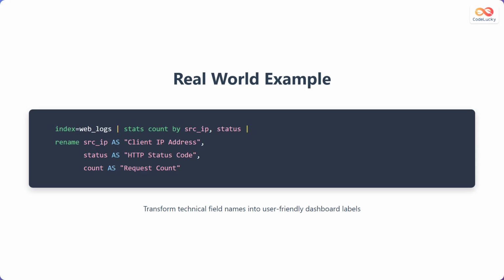Here's a real-world scenario where rename shines. We start by searching weblogs and creating statistics by source IP and status code. Then we use rename to transform the technical field names into user-friendly labels. Source_IP becomes "Client IP Address", status becomes "HTTP Status Code", and count becomes "Request Count". This transformation makes the data much more accessible to business users and creates professional-looking dashboard displays.